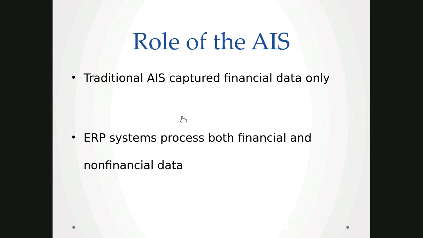Okay. Now, the last slide, we have the role of AIS. The traditional accounting information system used to only gather financial data about the money and the purchases and the sales. But now we have sophisticated systems. We call them enterprise resource planning software, like SAP or Oracle. This helps us keep track of both financial as well as non-financial data.